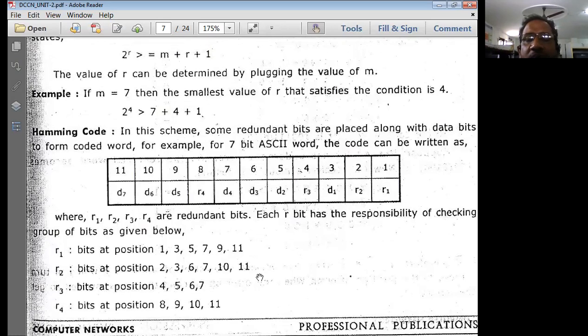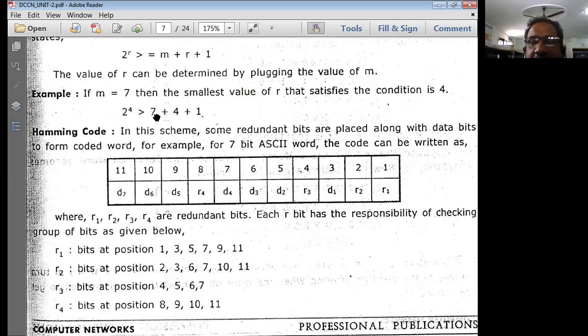What is the scheme that we are going to take here? First of all, let us figure out the number of bits that we are going to transmit, including the redundant bits. Our example is small m equal to 7, the number of bits that we are going to transmit. Then the smallest value of r that satisfies the condition is 4. So 2 power 4 is definitely greater than 12, that is 7 plus 4 plus 1.